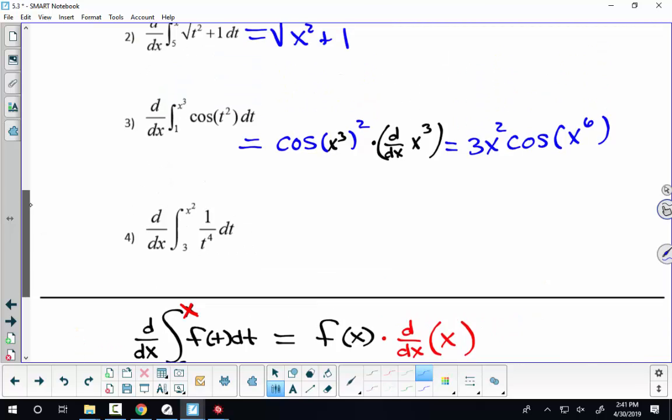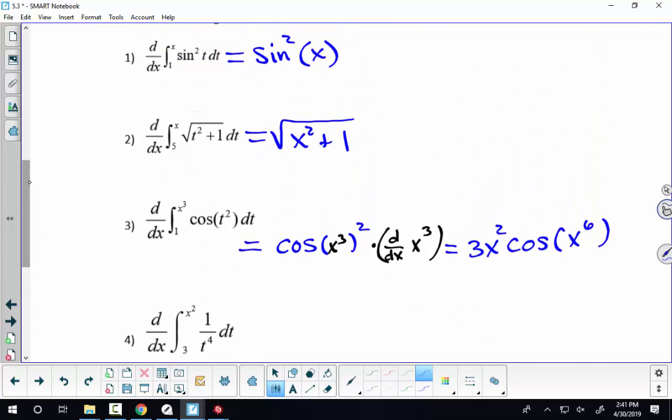All right, so just point out here that with these first two examples, it's no different. We plugged x into the function of t, but what we didn't see is that we multiplied it by also the derivative of x, which of course is just 1. So it's still sine squared x. Plug x in for t and take the derivative of x. So that's why we're not seeing that stuff there. But that's what we did.